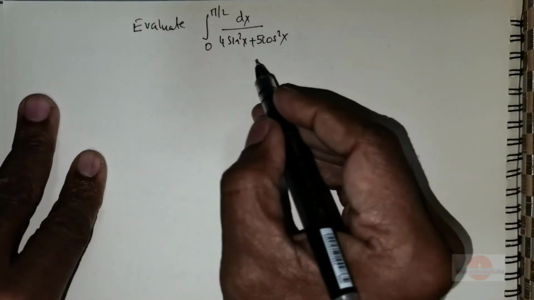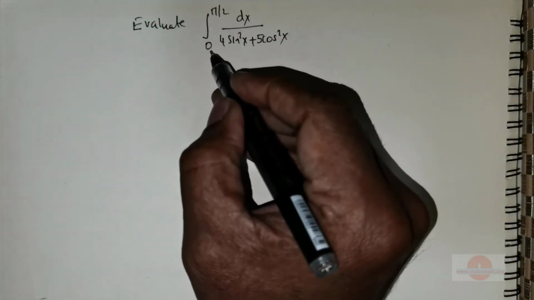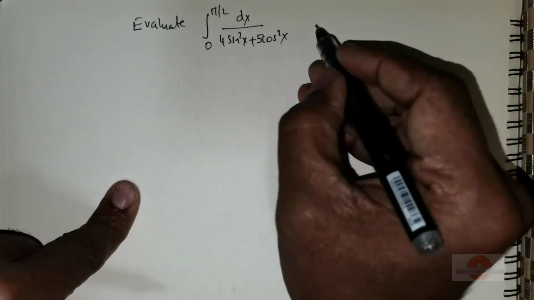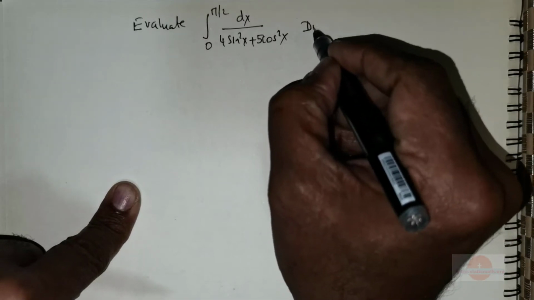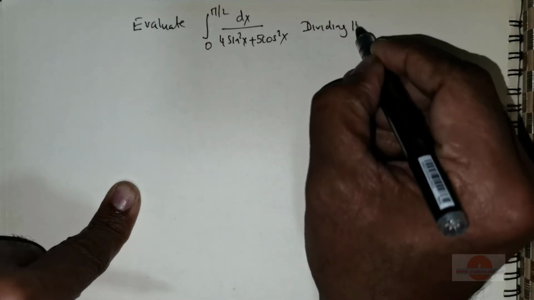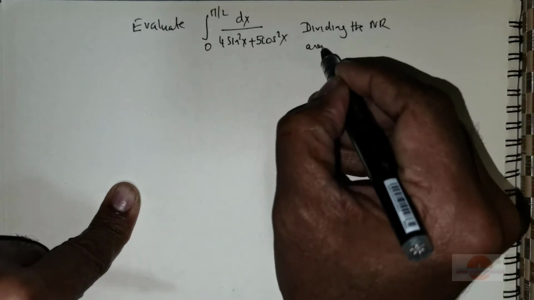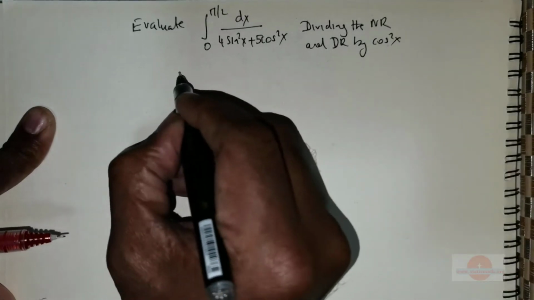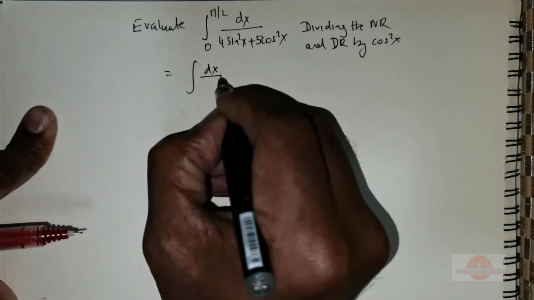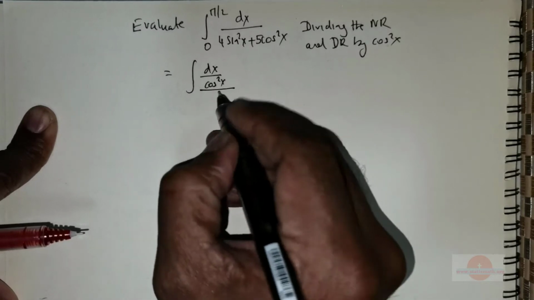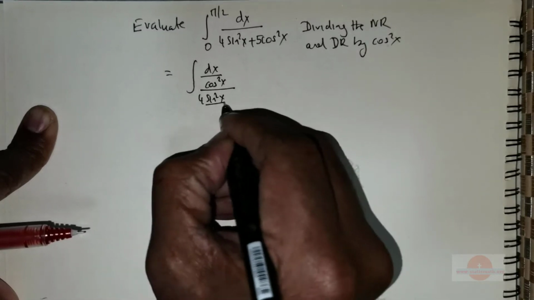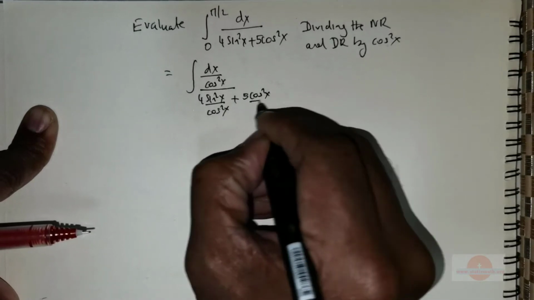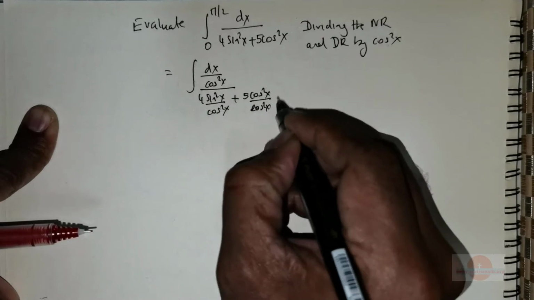Students, in today's class we will learn how to integrate the integral from 0 to pi over 2 of dx divided by 4 times sine squared x plus 5 times cos squared x. So foremost, I would be dividing the numerator and the denominator by cos squared x. Now when I do that, I would get the integral of dx divided by cos squared x, divided by 4 times sine squared x divided by cos squared x plus 5 times cos squared x divided by cos squared x.